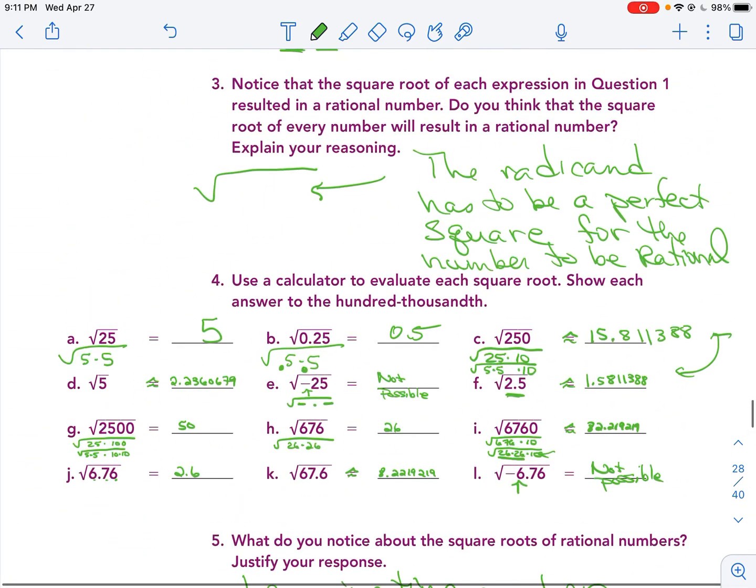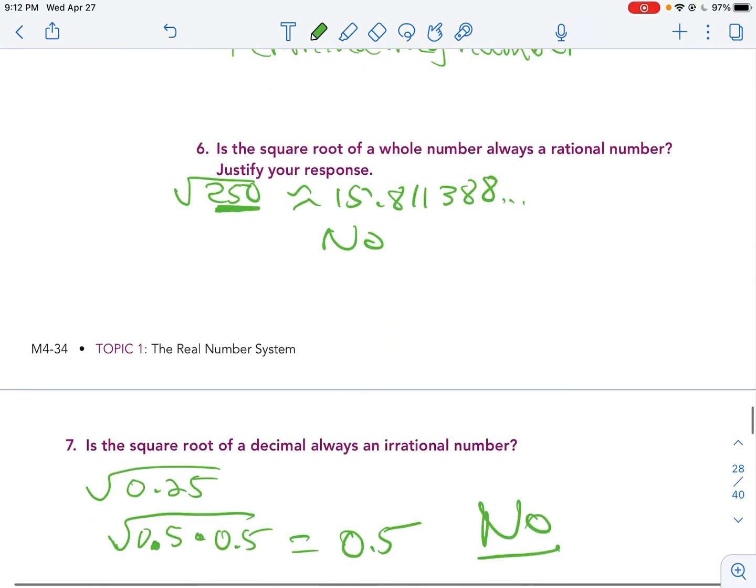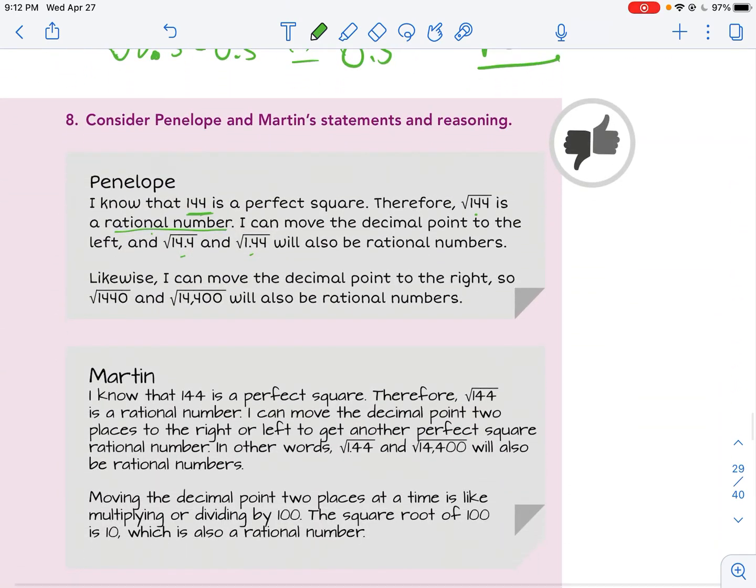Well, guys, look up here above. When I had 25, square root of 25, I did get a rational number. Okay, when I moved it 2 decimal spots, I still had a rational number. But guys, when I moved it 1 to the right, didn't I get an irrational number? And when I moved it 1 to the left, I got an irrational number also. So that is not going to be true. She is not going to be correct.